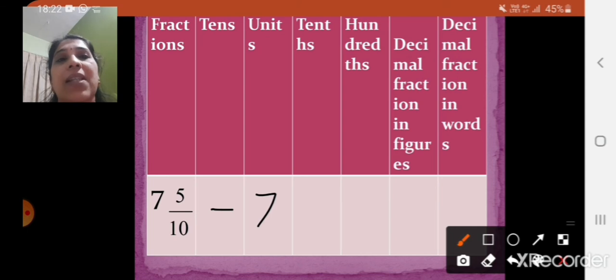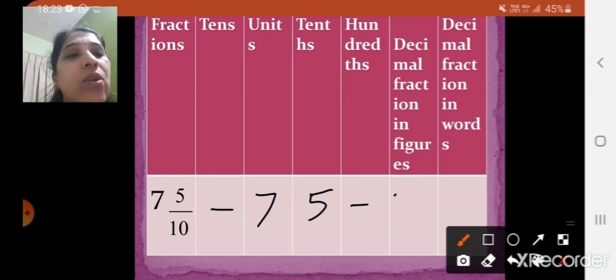So 5 is in the tens place. You will write it as 5 because it is 5 upon 10, right? So it is in the tens place, and there is no hundreds place. And how will you write it in figures? 5 upon 10 means 0.5, so you will write it as 7.5.